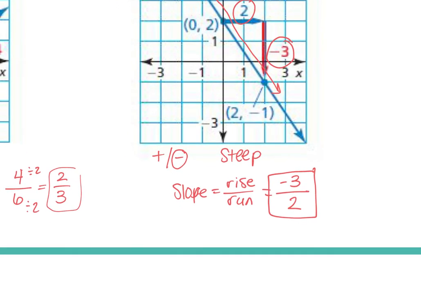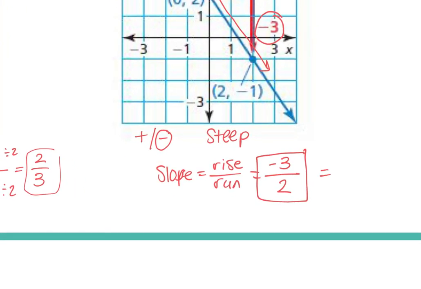Is -3/2 the same as 3/2? Yes. Oh, wait, no, it's not. Yeah, they are the same. Why are these two the same? Brady? Because when you divide them, you're going to get the same answer. Very good. If you have a negative divided by a positive, and you do that same number but positive divided by the other number negative, you've got the same answer. These two are the same.